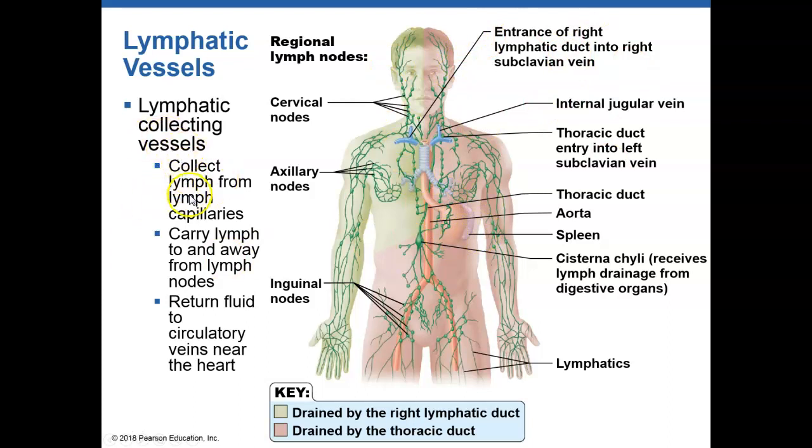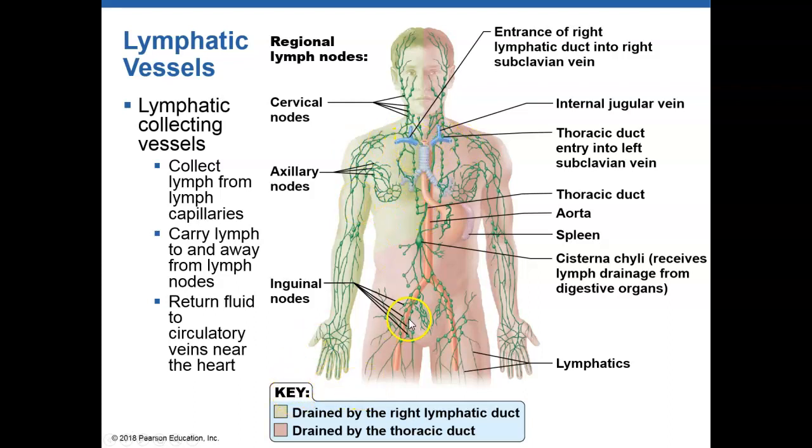Lymphatic vessels collect lymph from capillaries. The lymph is then carried away and moves towards lymph nodes. So we have lots of different lymph nodes. Lymph nodes then test the lymph and then move it away towards the heart. And actually the fluid is going to be dumped back into your subclavian veins.